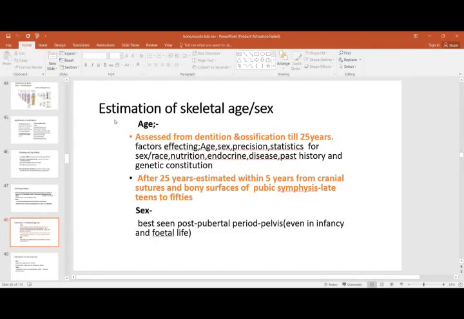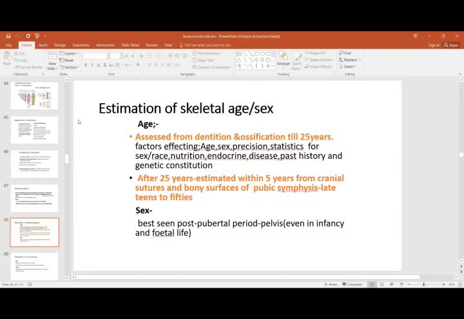Estimation of skeletal age or sex is basically done till 25 years, using the teeth and the ossification, because you know that the age of ossification is fixed. So with that you assess it, because at 25 years old, these long bones are ossified. After that, the sutures are the basic way of measuring the age, because they ossify slightly later, and the bony surface changes from late teens to 50. So if the sutures are ossified, then you can assess the age.